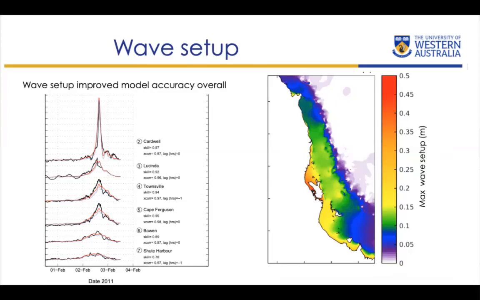And looking at wave setup, this is the difference between a coupled and an uncoupled run. Wave setup on the order of half a meter, but slightly less, around 40 centimeters, maximum in the region surrounding Cardwell where the largest waves were, and decreasing as you go towards the south, so Townsville somewhere down here.